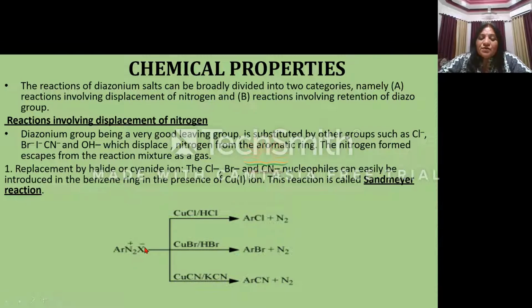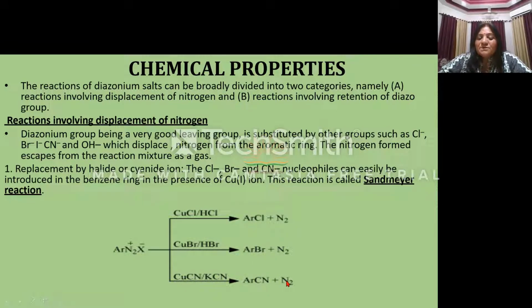So benzene diazonium chloride reacts with CuCl, HCl. Then chlorobenzene is formed. C6H5Cl is chlorobenzene plus N2. Now benzene diazonium halide reacts with CuBr, HBr. Then bromobenzene C6H5Br is formed with the liberation of nitrogen gas. Now benzene diazonium halide reacts with cuprous cyanide in presence of KCN. Then cyanobenzene is formed with the liberation of nitrogen gas.